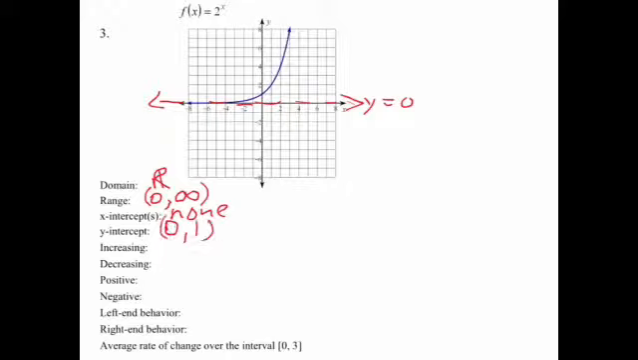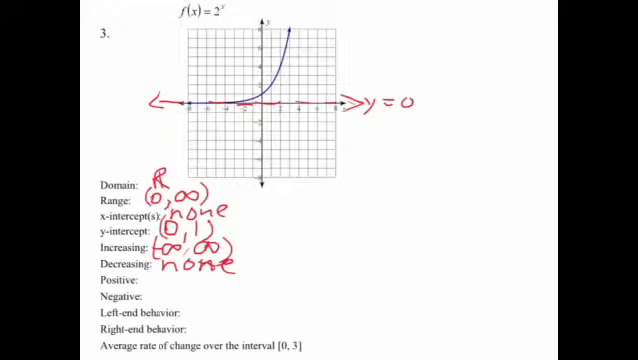Next one's asking where is it increasing. So go from left to right. Is your function going up or down? Well, it's going up, and it's going up everywhere. So from negative infinity to infinity, it is increasing. So it's increasing everywhere, it's decreasing nowhere. So you can put none right there.